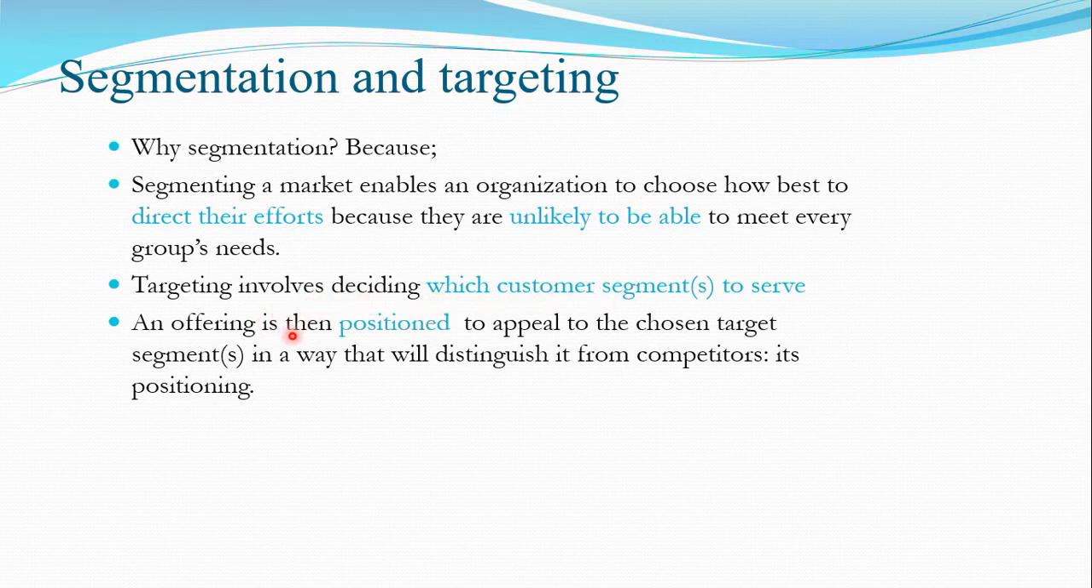Okay? And the last step is positioning. Positioning is to make a distinct image in the mind of the customer, a distinct image of the product of the organization in the mind of the market. So simply these are the 3 steps we will talk about today. Let's start with the definition of the market.